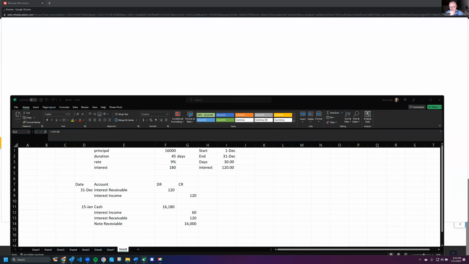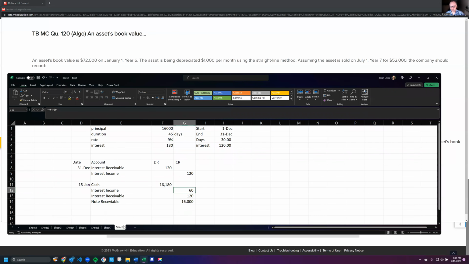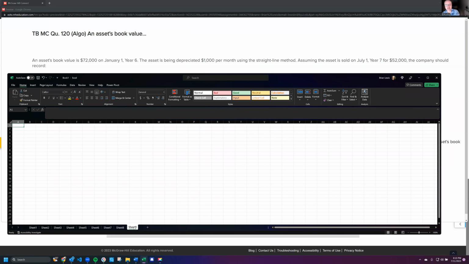And let's get my Excel file up so I don't see it. Okay, move this up. Let's do the math. Let's do the solution. The asset's book value is $72,000 on January 1. The asset is being depreciated at $1,000 per month. So 72 months, that's what, 6 years? Per month using the straight line method. Assuming the asset is sold on July 1st, on year 7, for $52,000, the company should record.